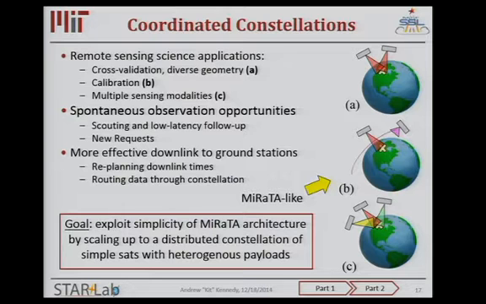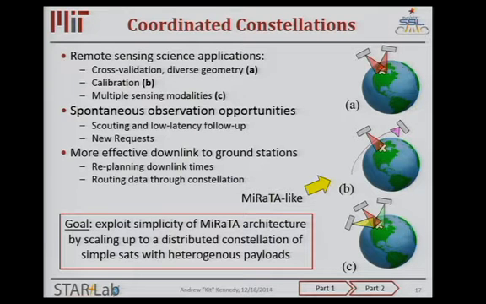In A, you might have two spacecraft with similar payloads, with similar instruments, that are observing the same volume of atmosphere. They can look at that volume of atmosphere at the same time, and two sources of measurements are better than just one. In B, this is the MiRaTA application, where you have one instrument that is being calibrated by another instrument. And C is a case where you have multiple different kinds of instruments that are all observing at the same time, adding a lot of synergistic information in that way.